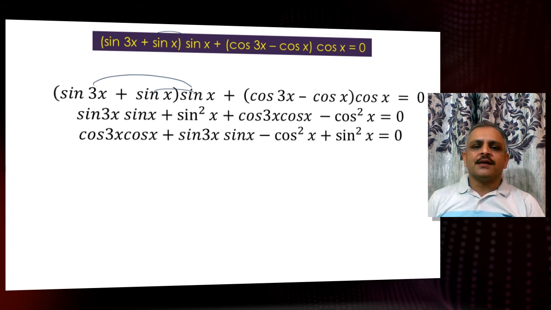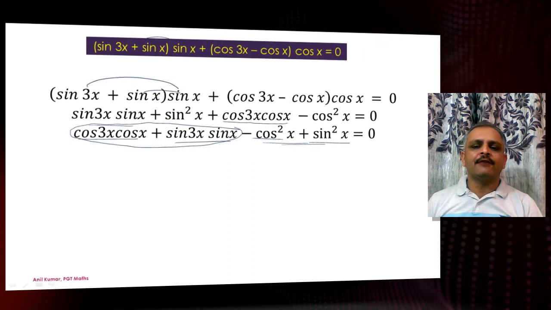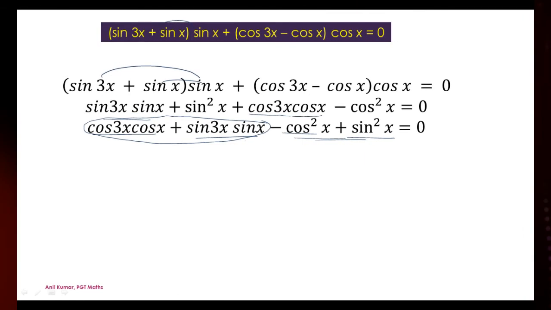Now just rearrange them. This cos 3x cos x I wrote first, then sin 3x sin x, then minus cos square x, and then plus sin square x. Why did I rearrange? Because this part looks like an identity, cos x cos y plus sin x sin y. And this is also looking like an identity. If I take negative common, it will become cos square x minus sin square x, which is equal to cos 2x. So let's do that.